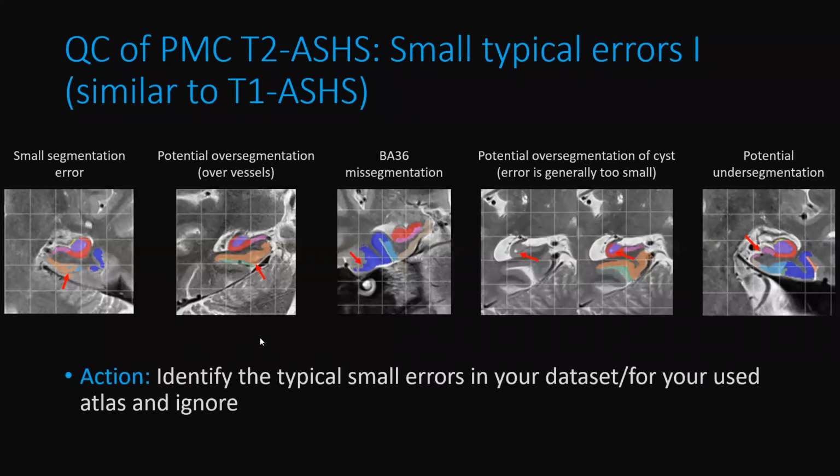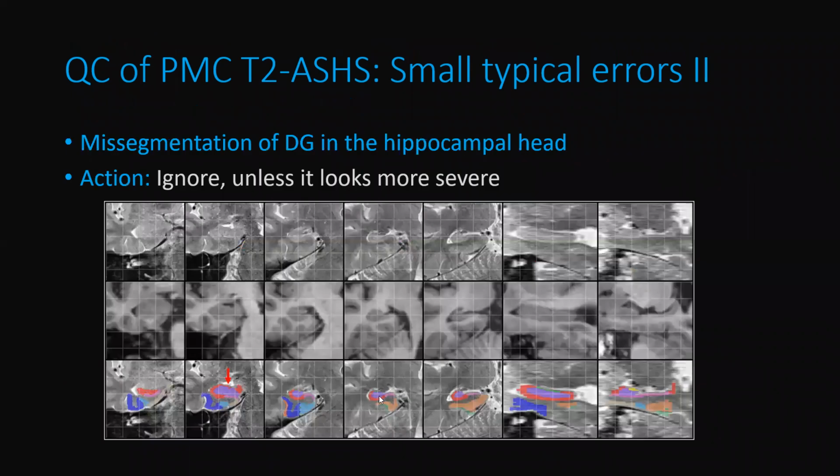So in general, I would say identify these small typical errors and then ignore them. So that's what you need to do when you get familiar with your data set, to see what kind of small errors it has, and then just ignore them and look for bigger errors.